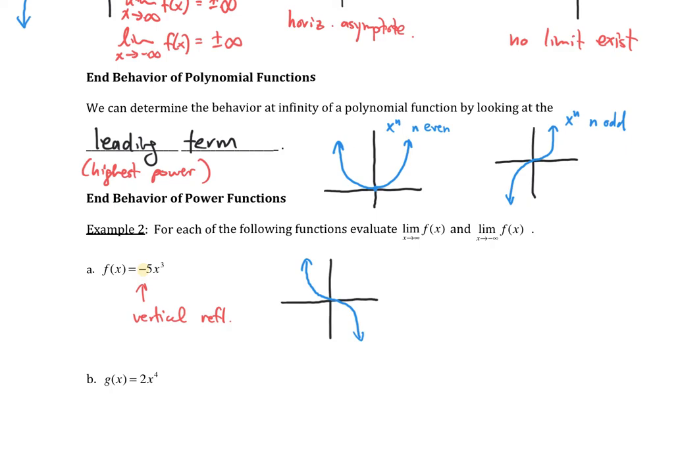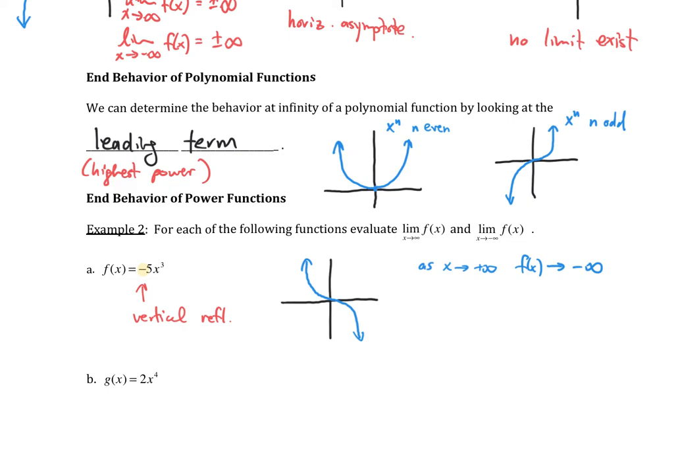And the 5 in front is a vertical stretch. That's not going to affect the behavior at infinity, just stretching it out a little bit. But the sign in front makes a big difference. So what could I say? I could say as x goes to positive infinity, my function f of x goes to negative infinity. We can see that just with this picture. As you go further and further to the right, the function seems to be going down.